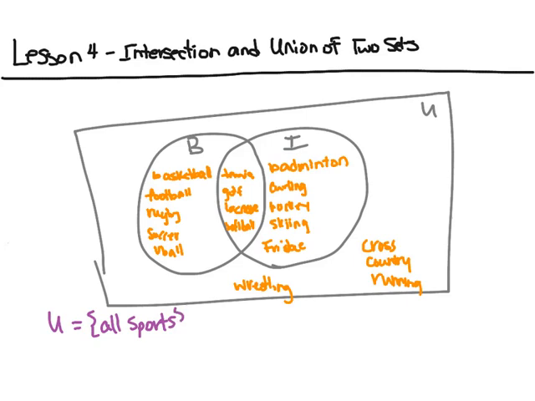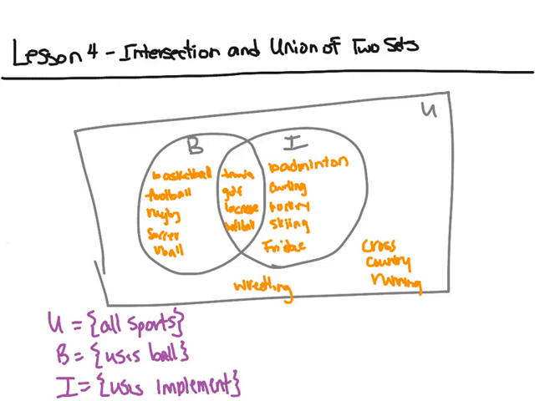We're going to find B, which is uses a ball. And we're going to find I, which means it uses an implement. So we're going to find the number of each of these things. So N of U, we know, is 16.